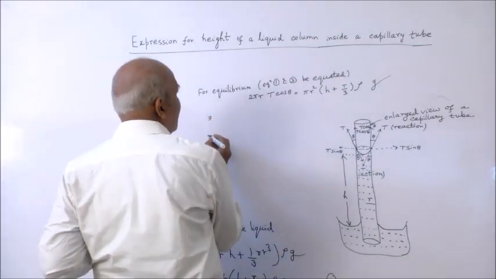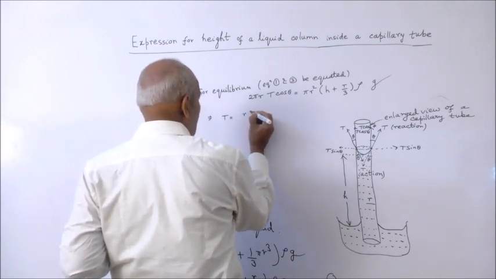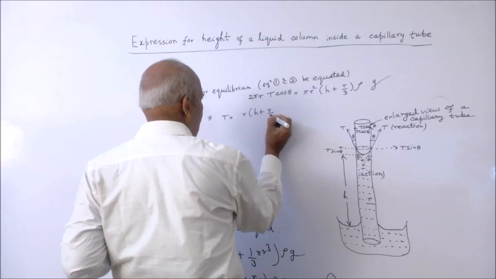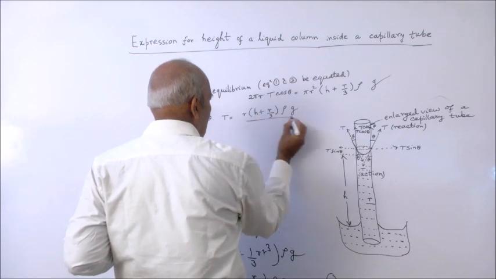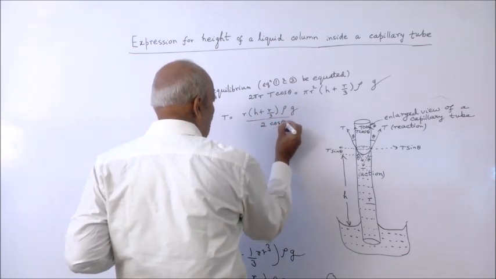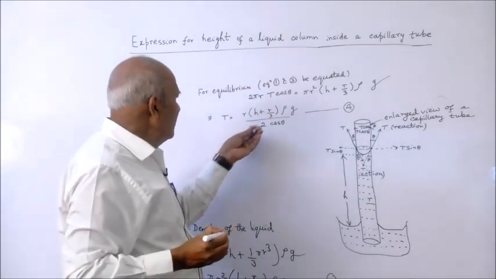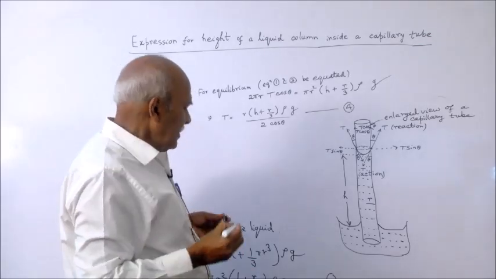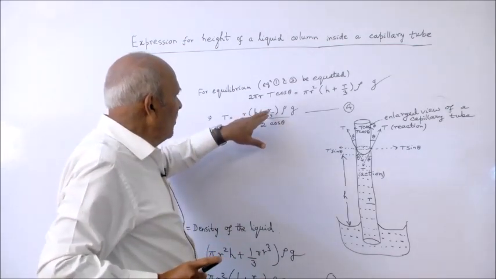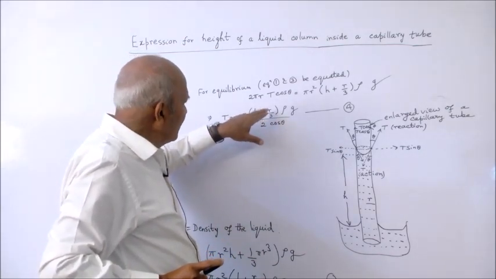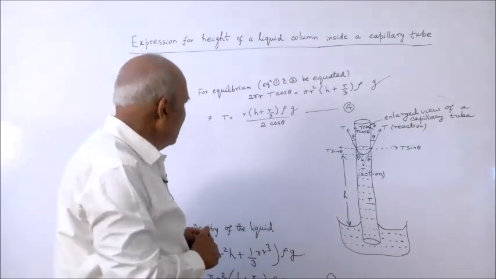So, here pi cancels and we get T is equal to r into h plus r by 3, then rho g by 2 cos theta. So, this is equation number 4. This is actually the correct equation, but for all practical purposes, this radius of the capillary tube is very small and 1/3 of that is still smaller. So, compared to h, that is the height raised, it is negligible.